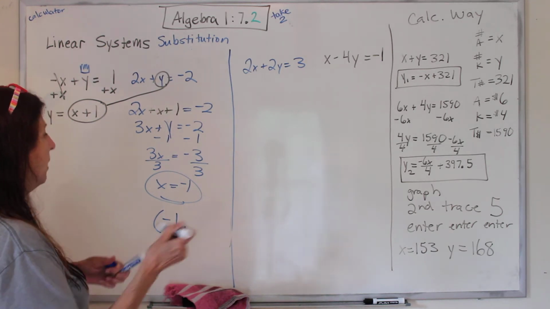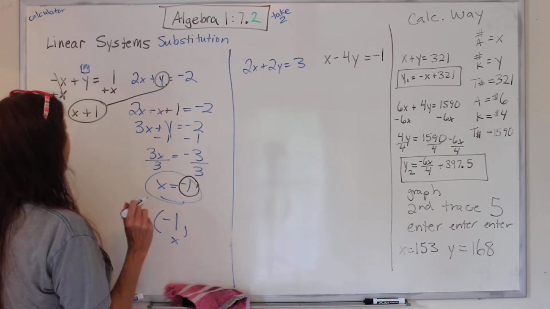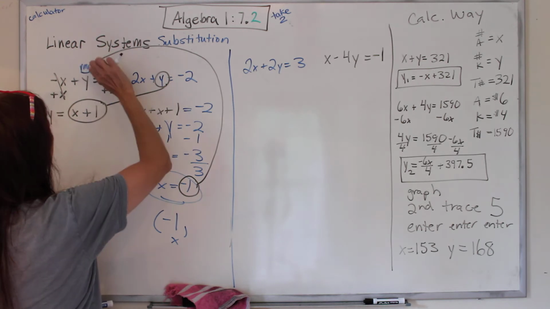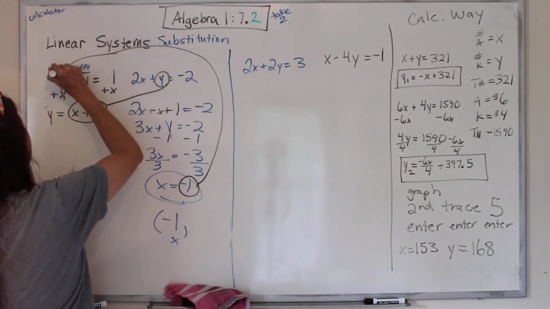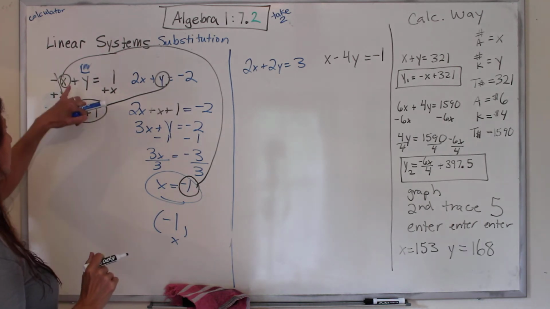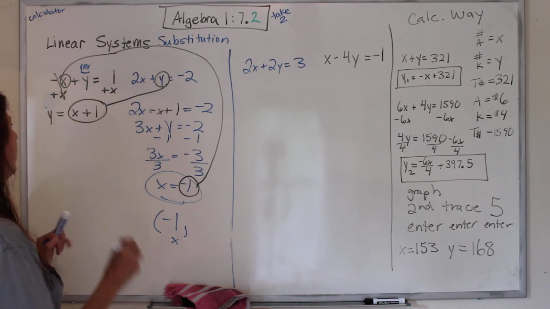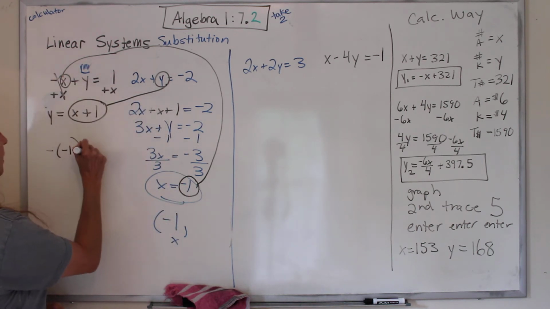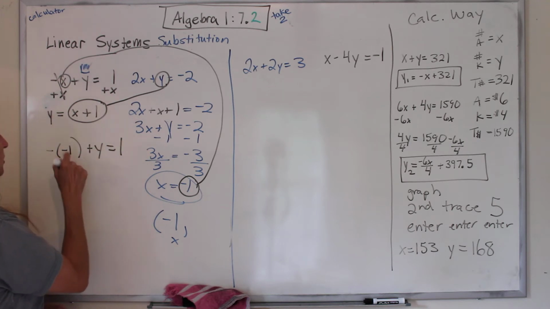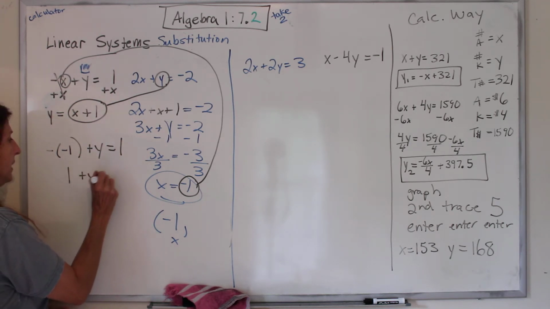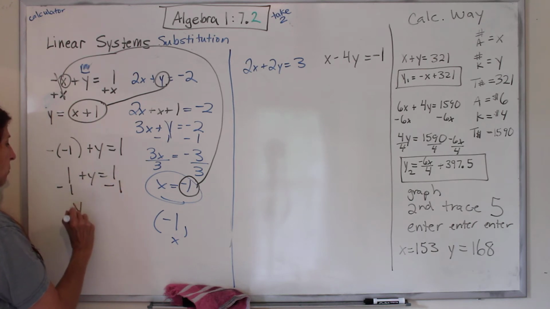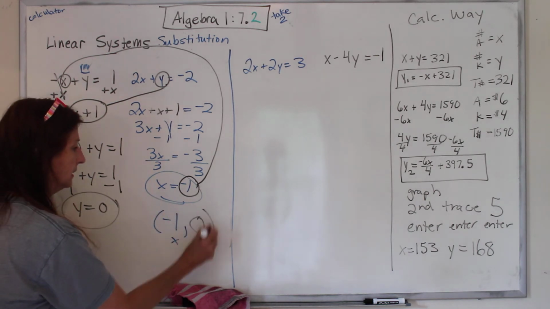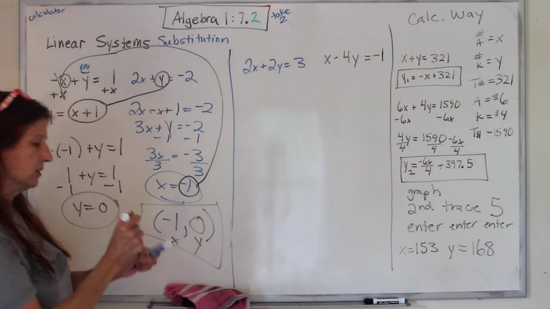Now how do I get the y? Well, I circle what x equals, and I draw a line up to this x, and substitute it in. So now, instead of putting x, I'm going to put -1. So I have -1. See, there's a negative and there's another negative. Plus y equals 1. Two negatives make a positive. 1 plus y equals 1. -1 minus 1, y equals 0. So that's the rest of my answer. And this ordered pair is where they intersect.